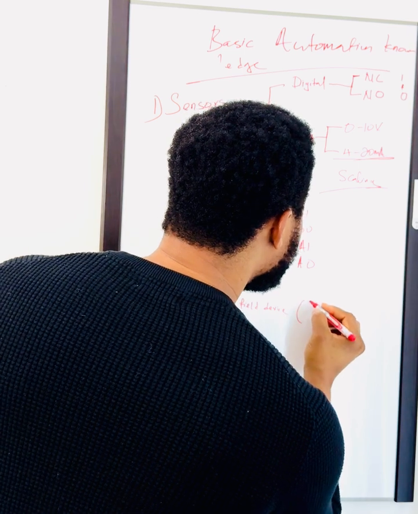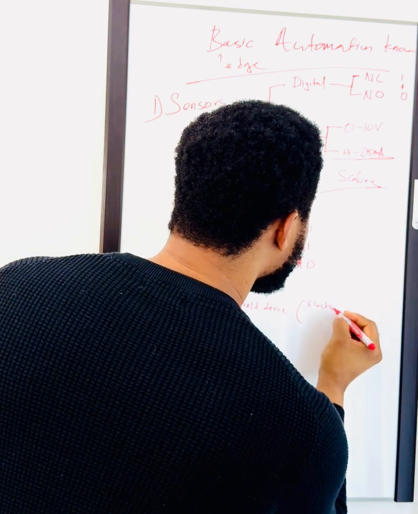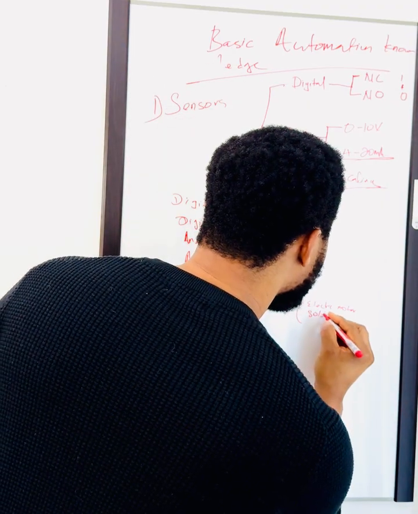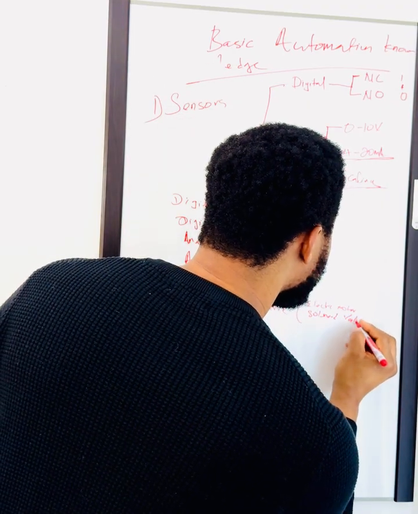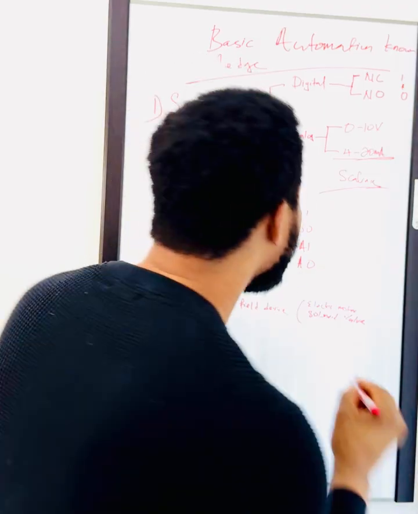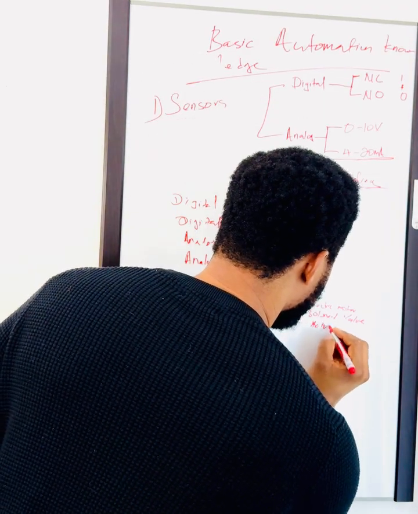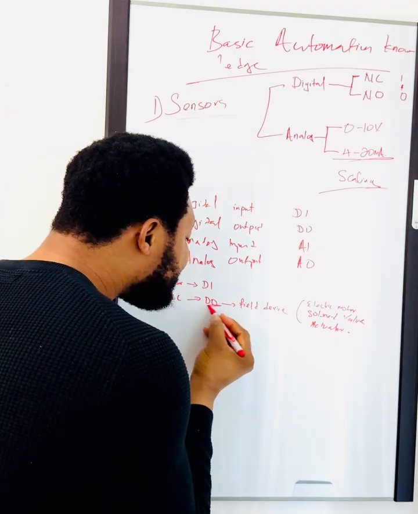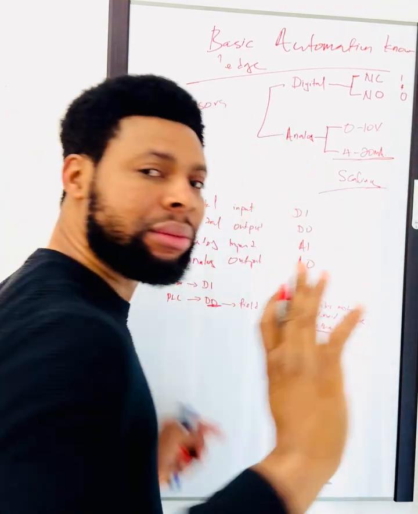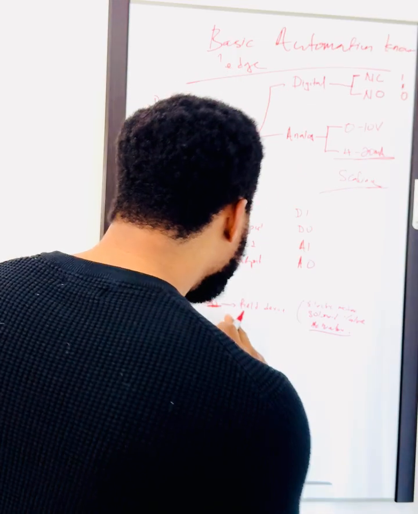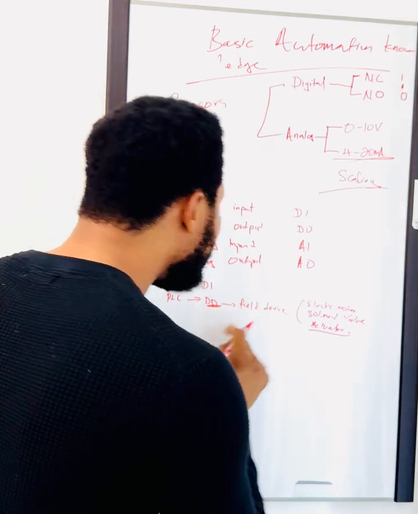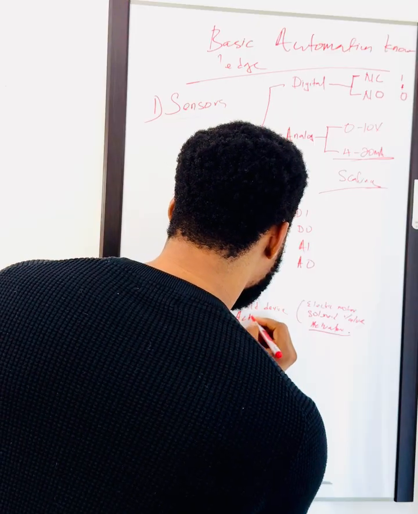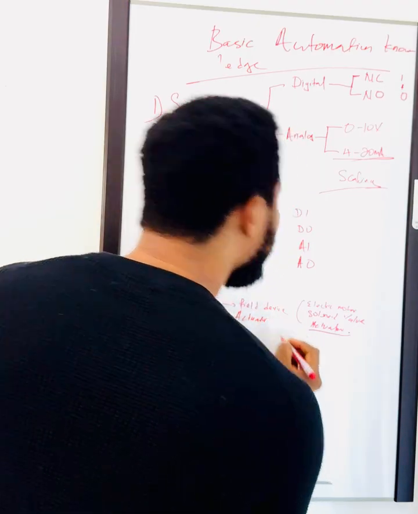It could be your electric motor, your solenoid valve, your actuators. Let's use the word actuator. So the PLC uses digital output to actuate. That's the correct word. The PLC uses your digital output to actuate your field device.